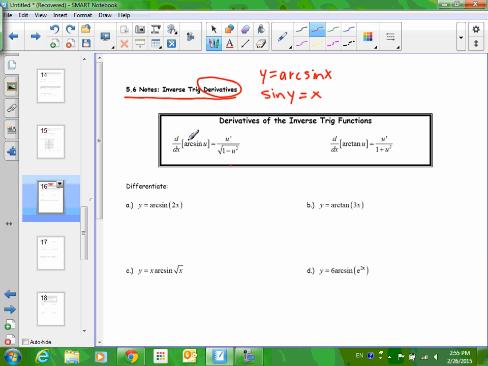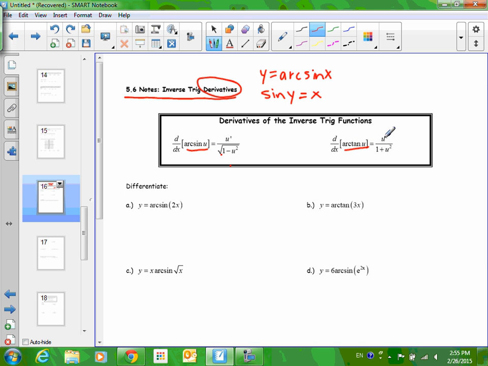If you notice, derivative of arc sine of something is a fraction, and on the top of the fraction is u prime. What does that sound like? What's something else we did where the derivative was a fraction and the top was the derivative of the thing in parentheses? Natural log. The derivative of natural log was derivative over itself, u prime over u. This one's a little bit more complicated than that, but we still have a u prime on top. And notice both arc sine and arctan have u prime.